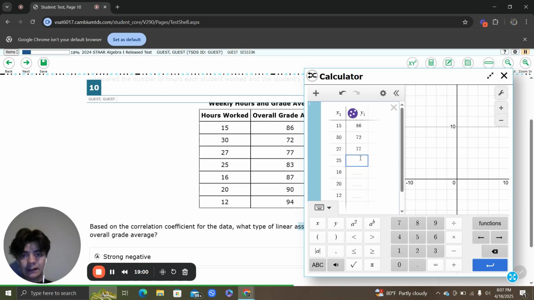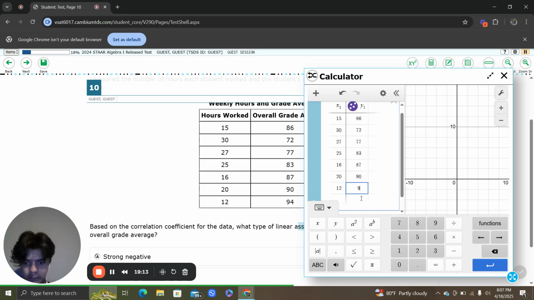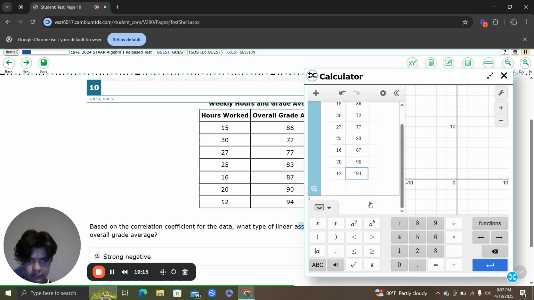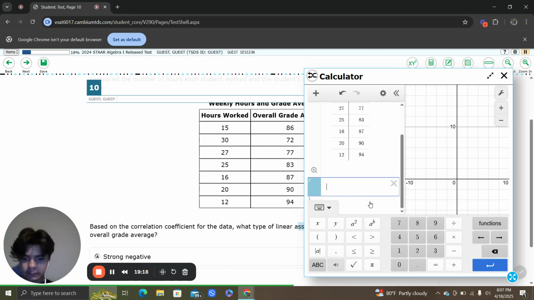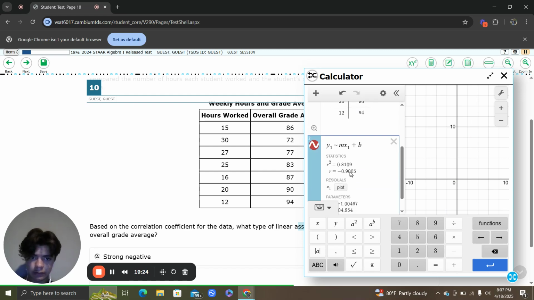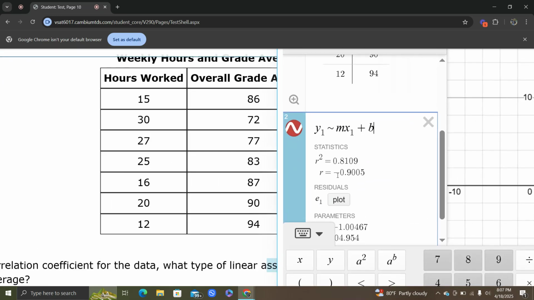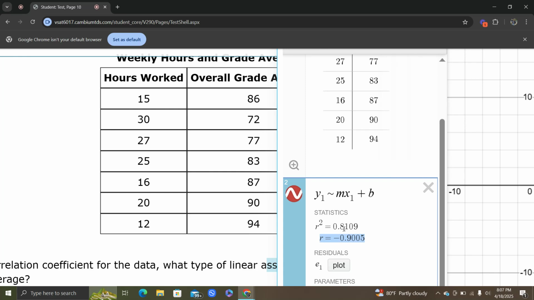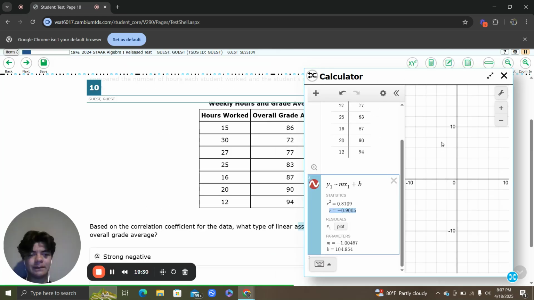This is the hours you worked with your grades, right? So the more hours you work, the worse your grade is going to be. That's what it's telling you. Okay. So we got to figure out, is this a negative or is it a positive? So y1 is equal to mx1 plus b. And every time you're looking for your correlation, you're always looking for the r. This is your r right here, right? Negative 0.9.